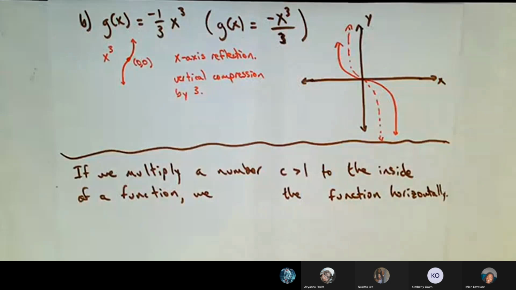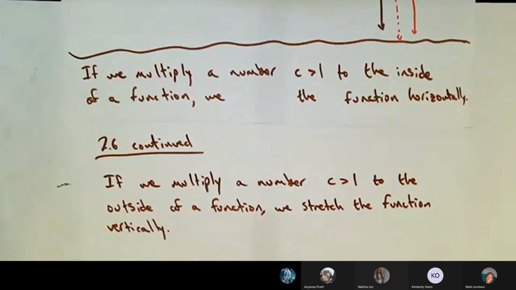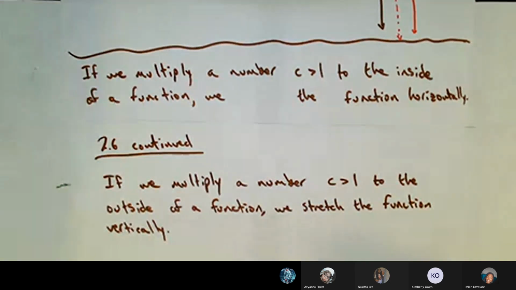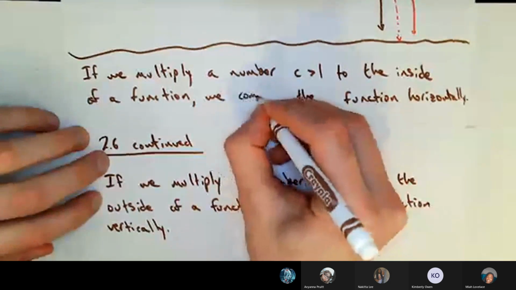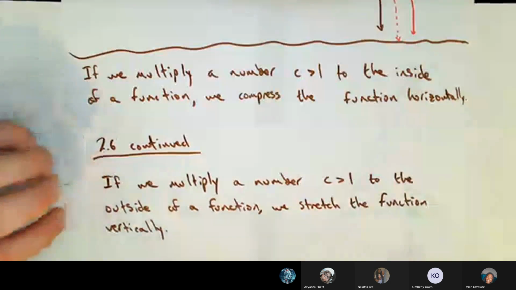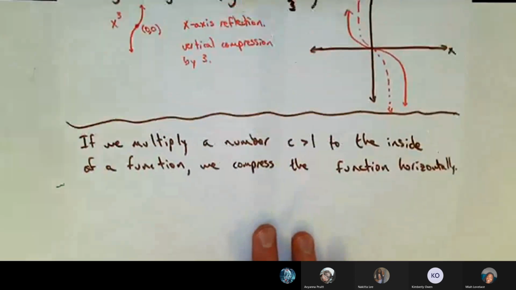So for the vertical rule, we stretch the function in the same setup. Multiply a number c greater than 1 on the outside, that's a stretch vertically. If it's inside, it's a compression. So I'll say we compress the function horizontally. So it's a bit backwards.